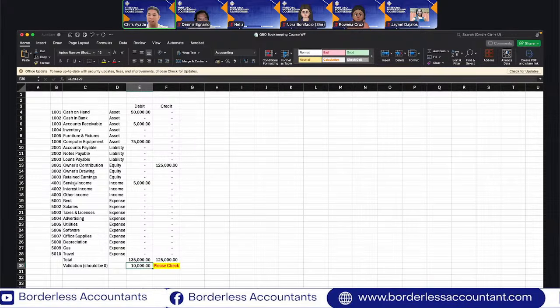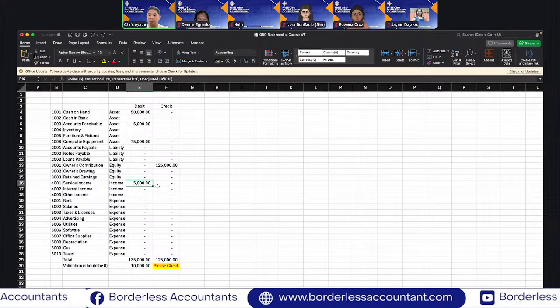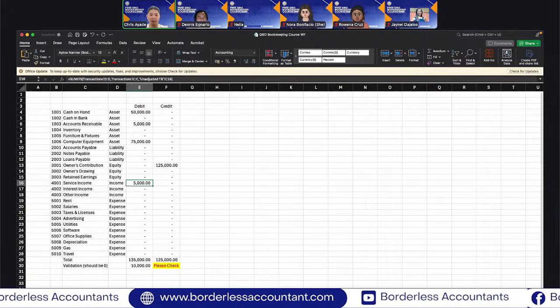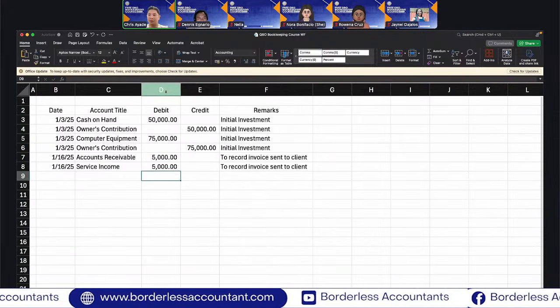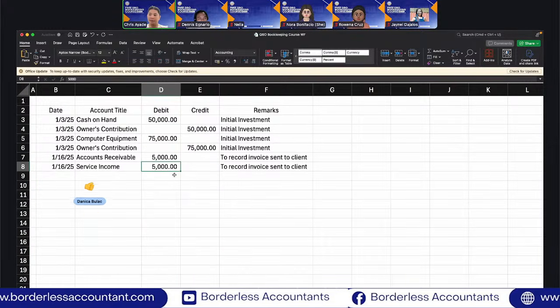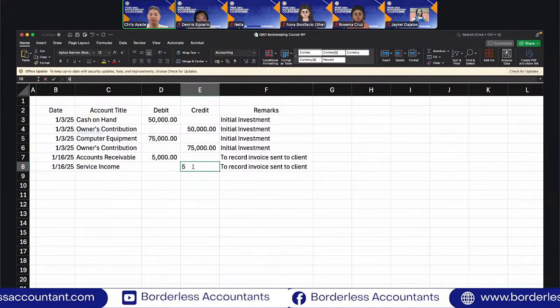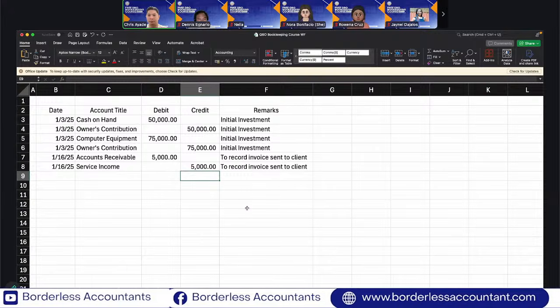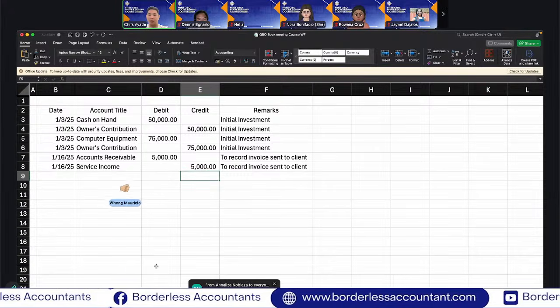Because in this case, your service income is debited, you're decreasing your service income. You get what I'm saying? So, in fact, in here, makikita mo na obvious na may mali ka, right? So, let's fix that. Nakakasunod so far?